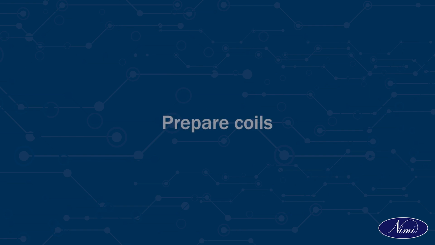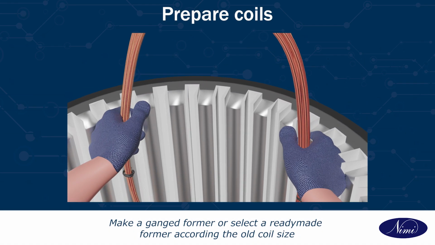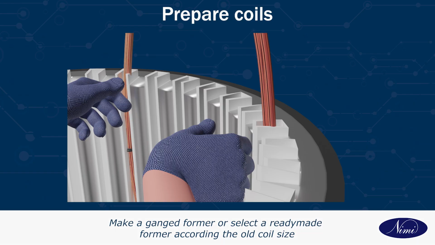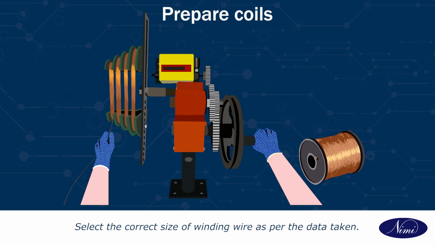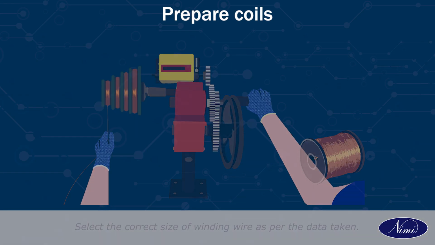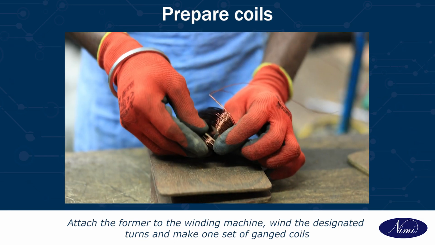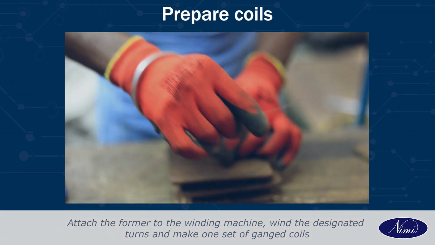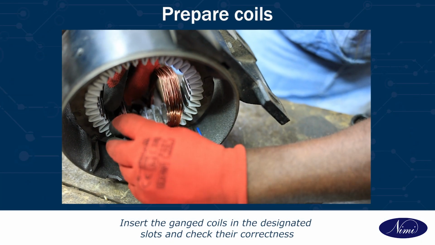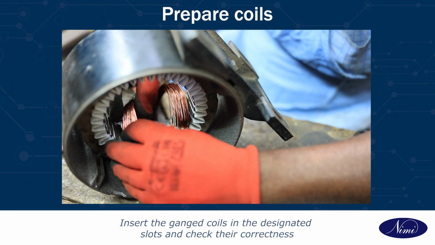Task 3. Prepare coils. Make a ganged former or select a ready-made former according to the old coil size. Select the correct size of winding wire as per the data taken. Attach the former to the winding machine, wind the designated turns and make one set of ganged coils. Insert the ganged coils in the designated slots and check their correctness.